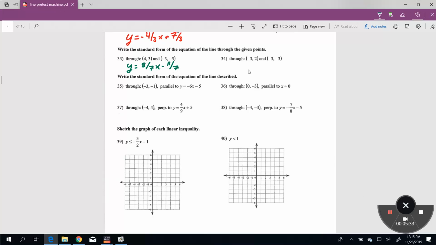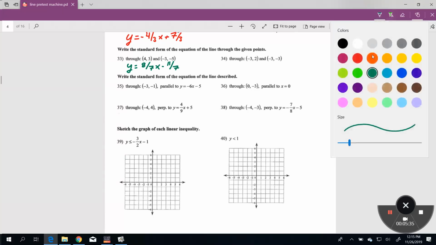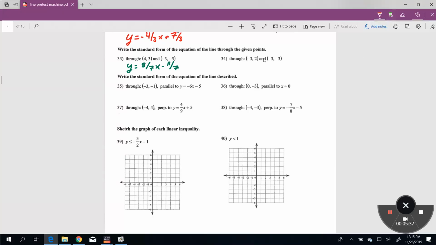Now to do question number 34, I'm going to find the slope first of all. Y minus y. So negative 3 minus 2, x minus x. So negative 3 minus a minus 3. So I get negative 5 over 0, because minus minus turns into a plus, which means my slope is undefined.